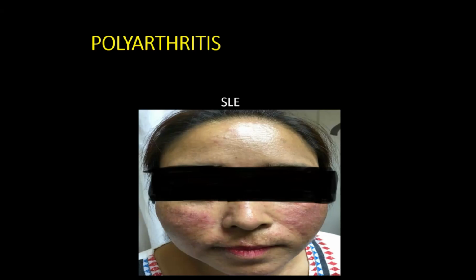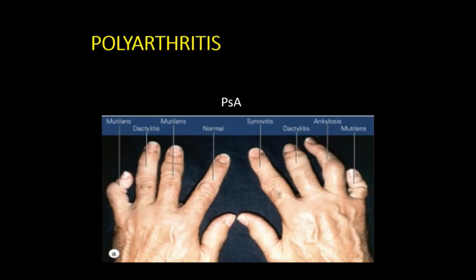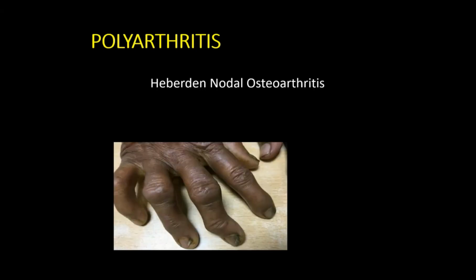This is polyarticular psoriatic arthritis. That's another cause for polyarthritis. This is very interesting. These people present with nodules in the terminal interphalangeal joint region, and you see they develop deformities in the terminal interphalangeal joint. This is called Heberden's nodal osteoarthritis. Just jot down Heberden's nodal osteoarthritis.